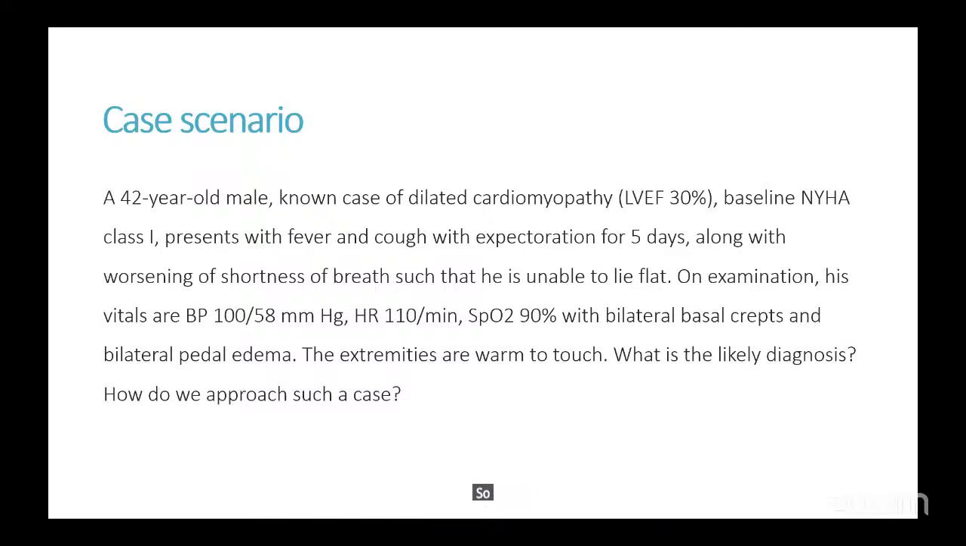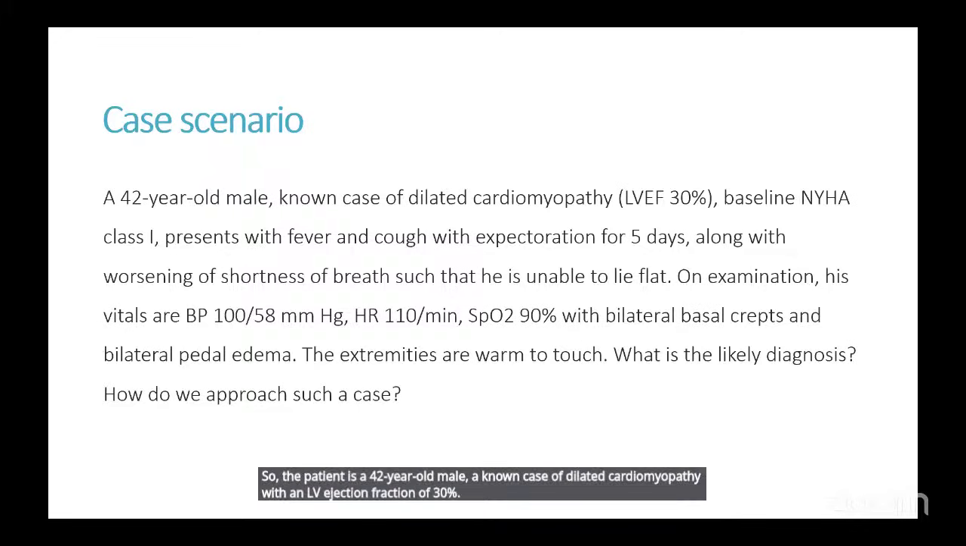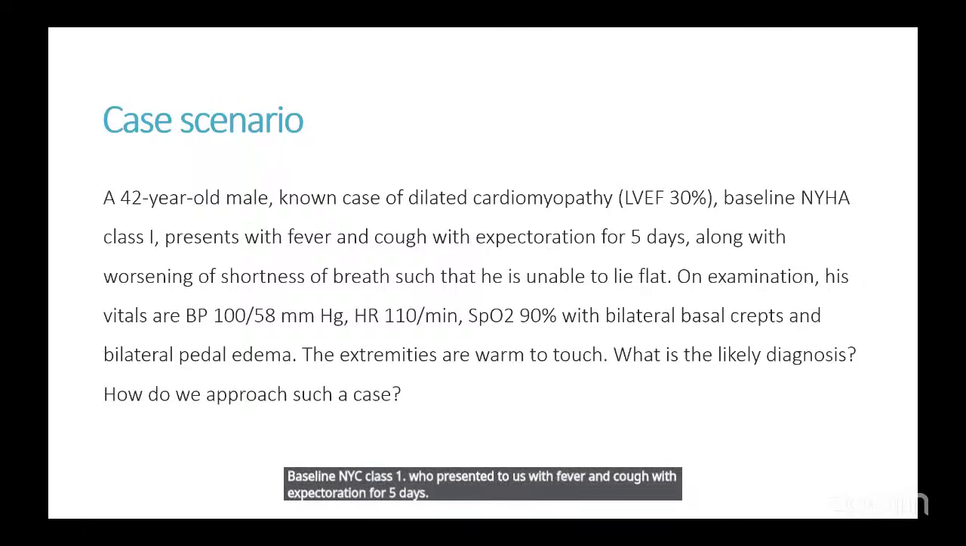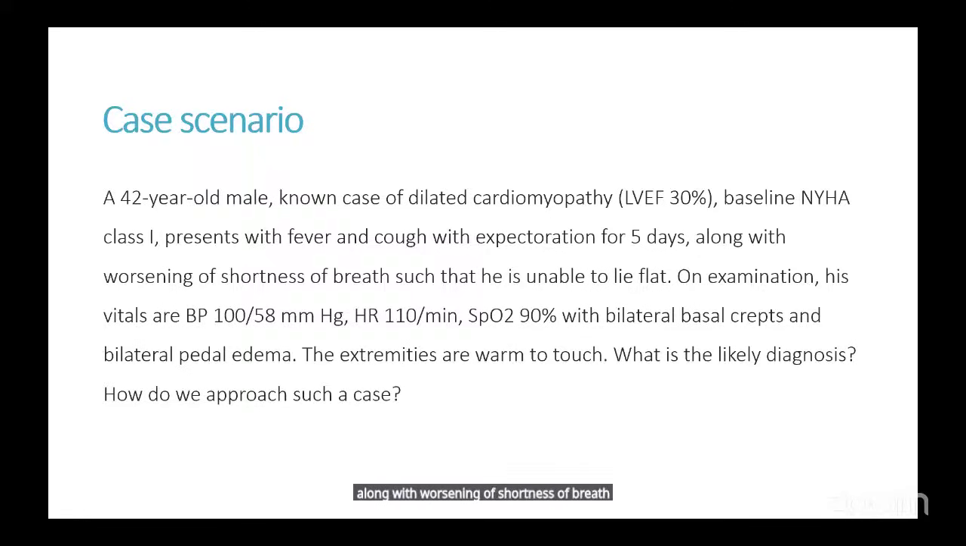So the patient is a 42-year-old male, a known case of dilated cardiomyopathy with an LV ejection fraction of 30%, baseline NYHA class 1, who presented to us with fever and cough with expectoration for 5 days, along with worsening of shortness of breath, such that he's even unable to lie flat. That is, he has orthopnea.